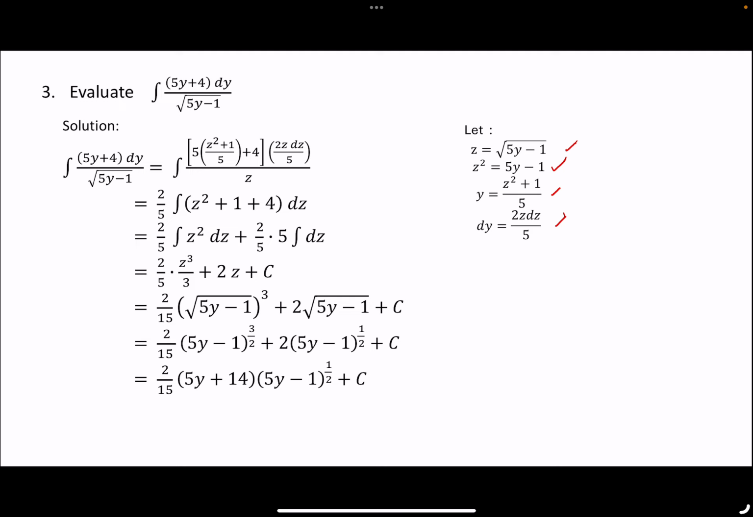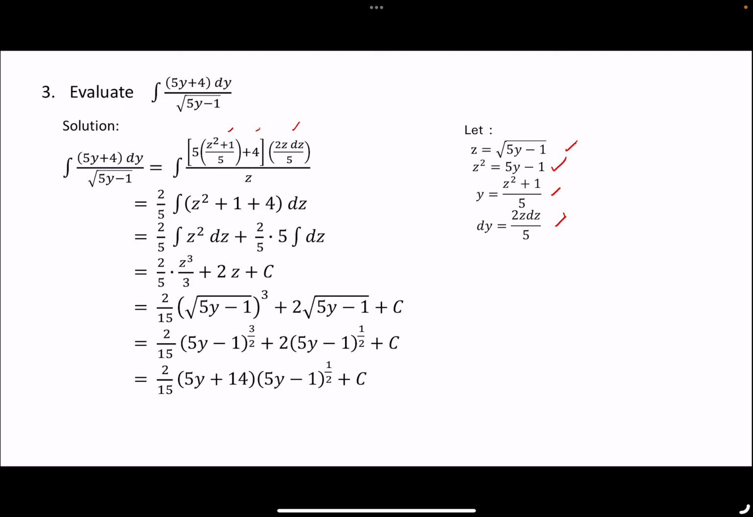We are now going to apply this substitution to our equation. So we have the integral of 5 times y, where y is z squared plus 1 over 5, plus 4, times dy. So dy is 2z dz all over 5, while the square root of 5y minus 1 is equal to z.